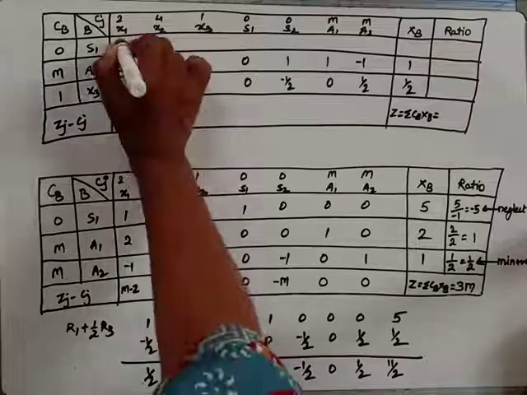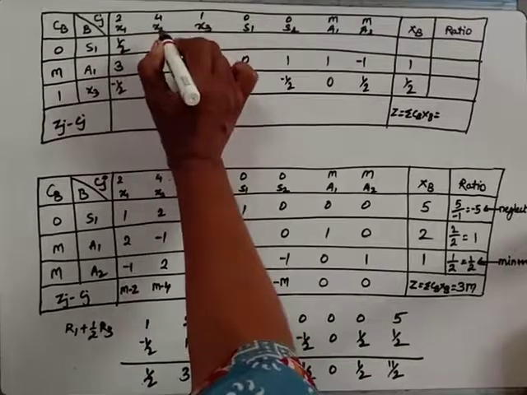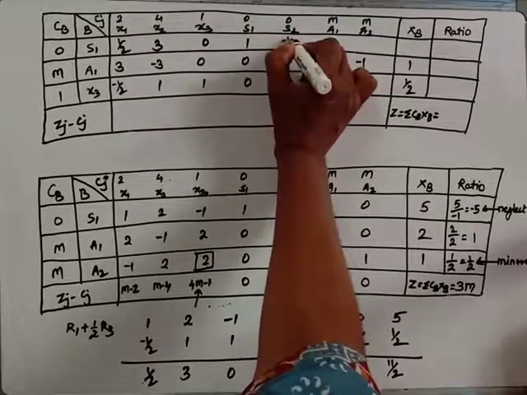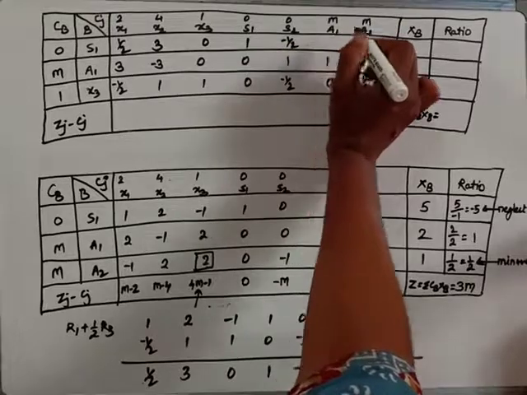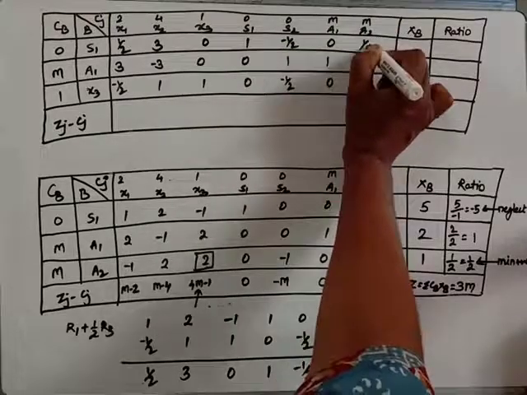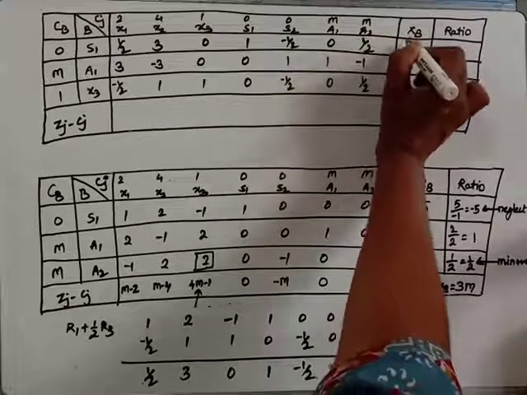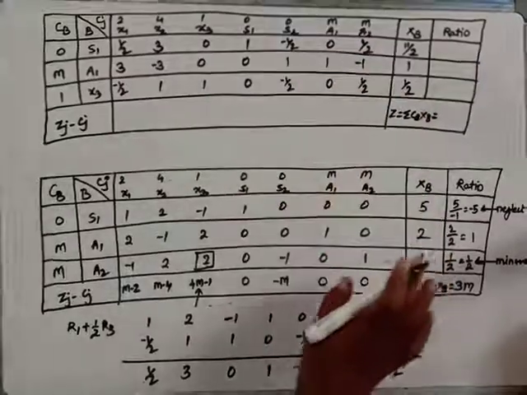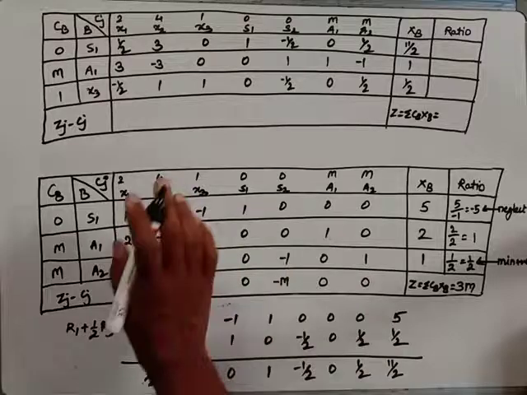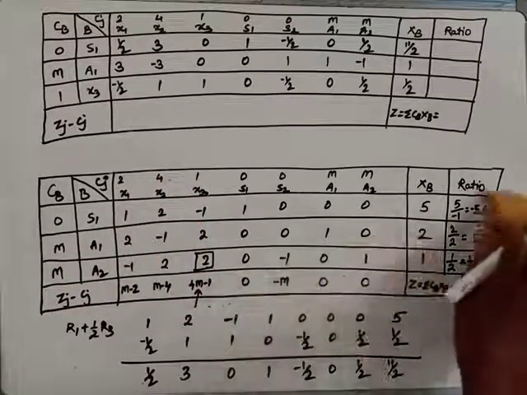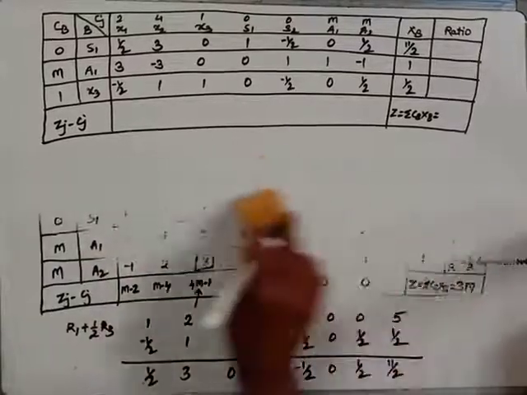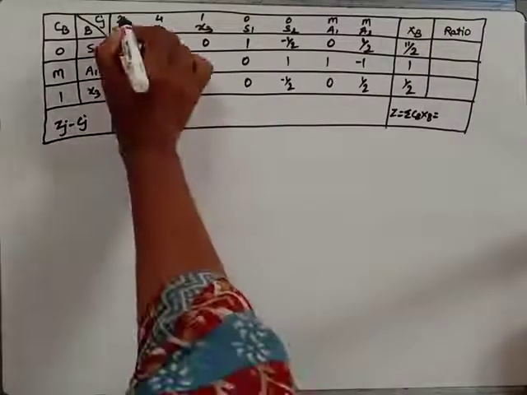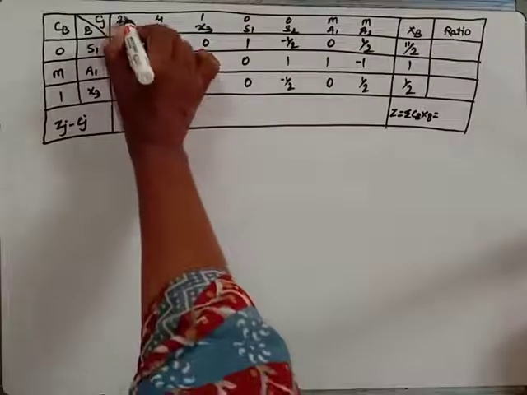So first row half, 3, 0, 1, minus half, 0, half and 11/2. Okay, as such we get the entries. Now let us check what are Zj minus Cj. Zj minus Cj, let us determine them.